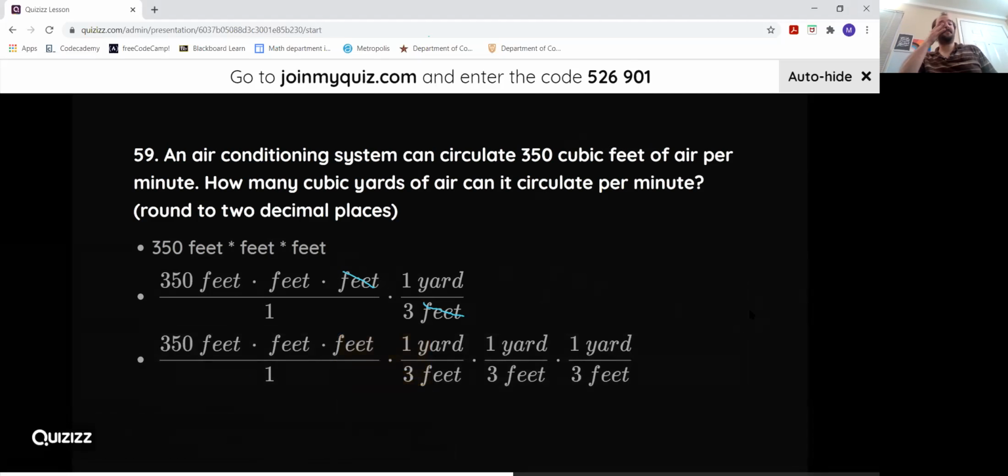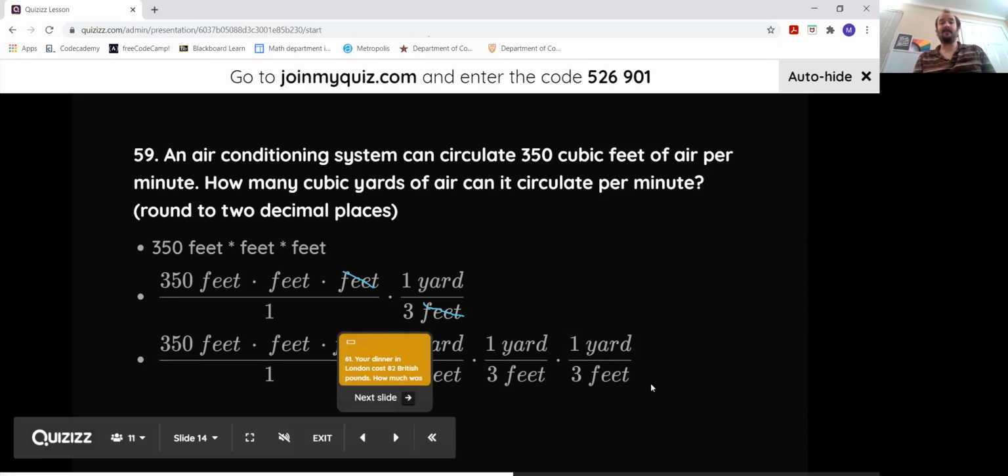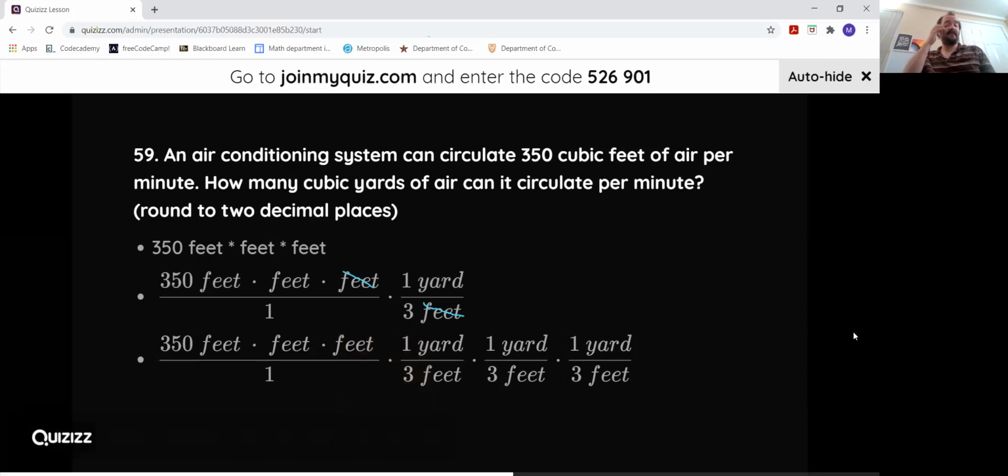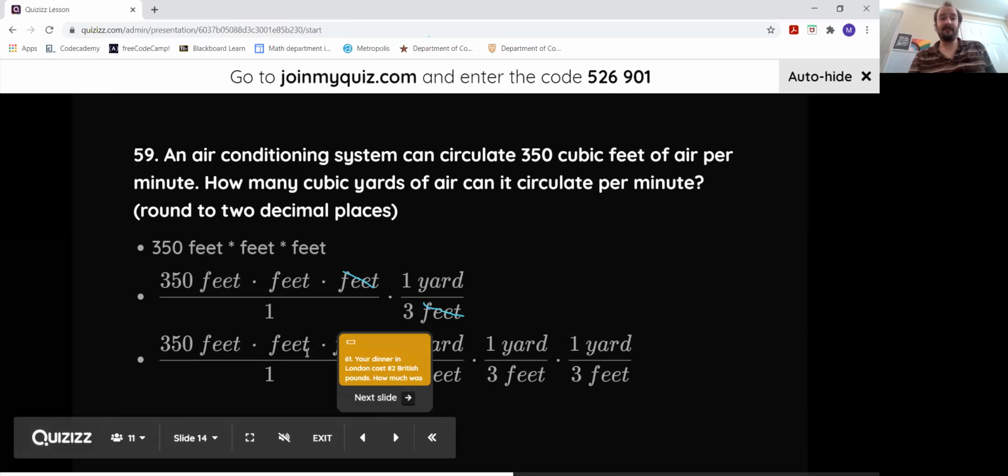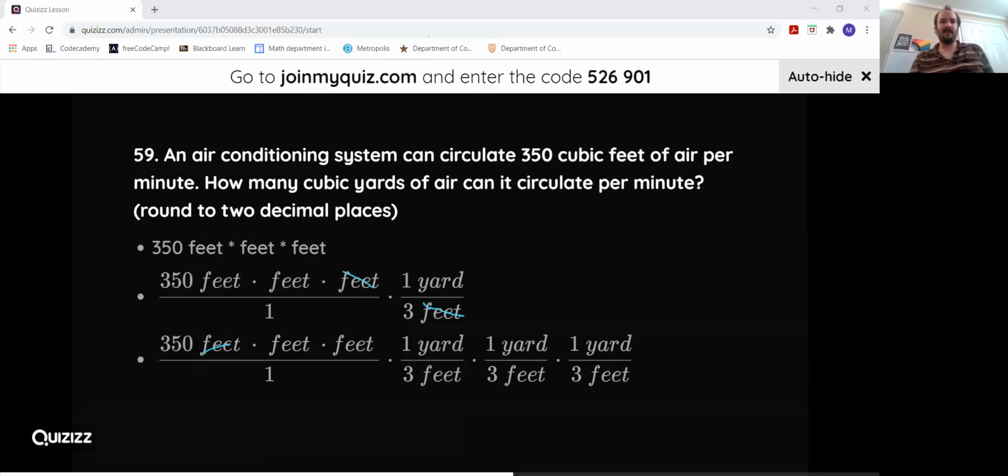So I have to do this 3 separate times. Or I'm going to take 350 and divide it by 3 times 3 times 3, which will give me the 27 that I'm talking about. So this is how I go from feet to yards, and if we mark out our units, we can see this feet is going to take that feet to a yard. This feet is going to take this feet to a yard. Each one of these is going to get rid of a feet and replace it with the yard. In the end, I'm going to have yard times yard times yard. That's where I'm getting my cubic yards from.